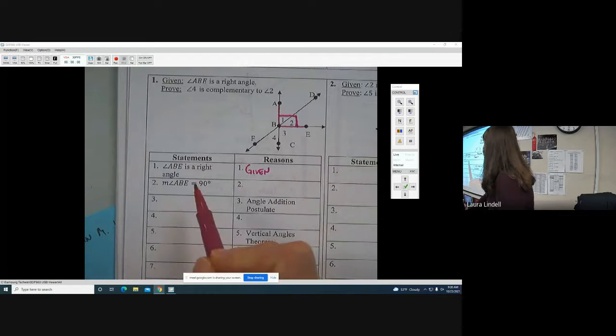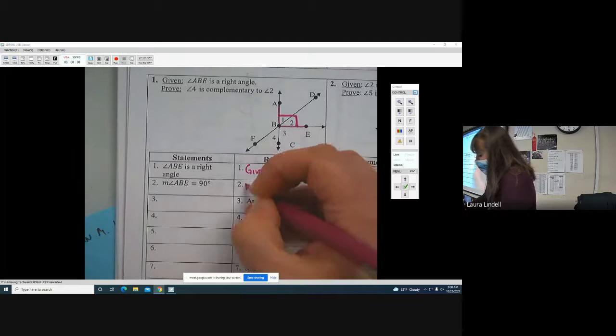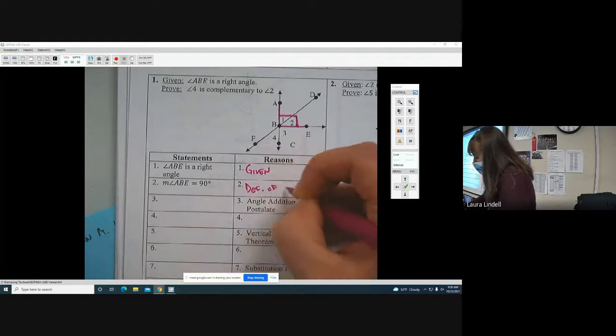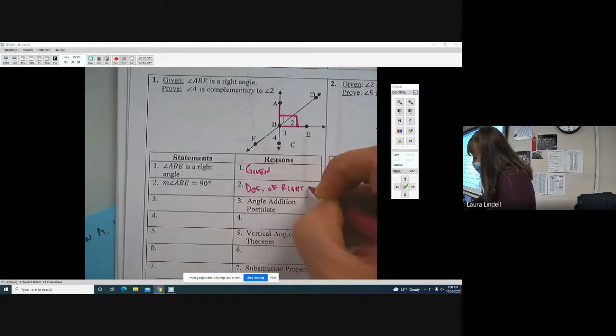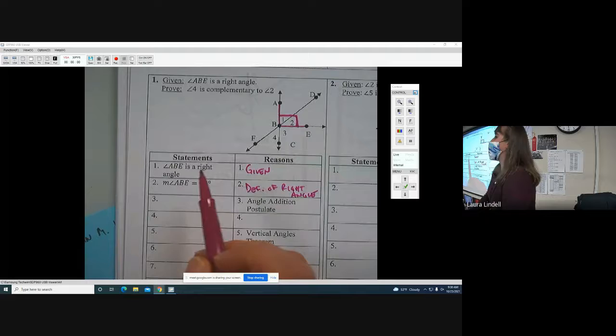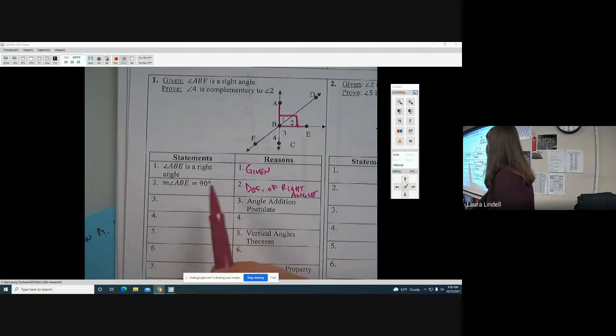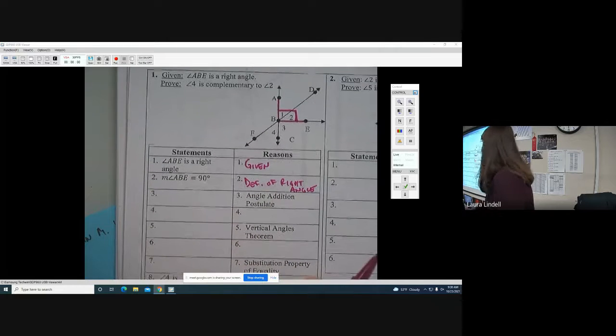We have angle ABE is equal to 90 degrees. Any idea why that might be? Definition of a right angle, yes. Perfect. Anytime you see a vocab word like right angle or bisect or midpoint or something like that, it's a very good chance that your next reason is going to be definition of that thing. Also, we only know that it's equal to 90 because we were told it's a right angle.